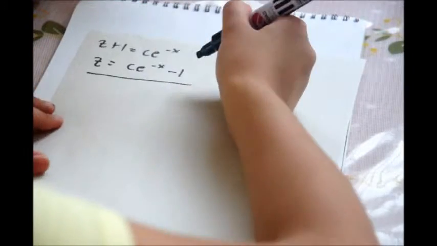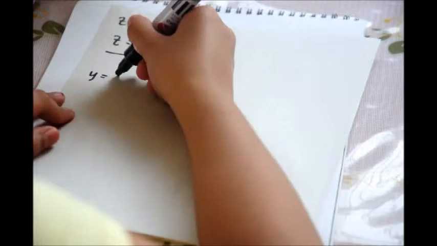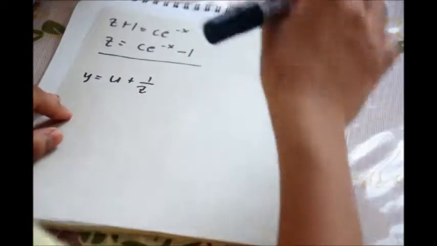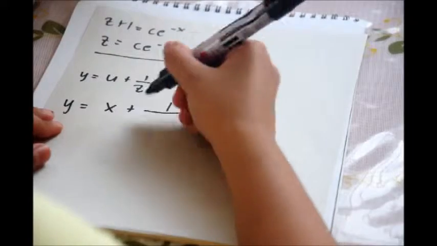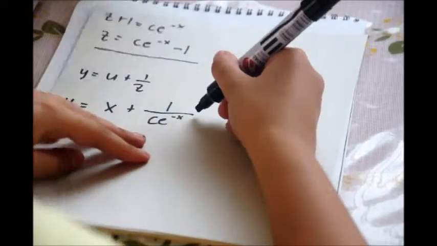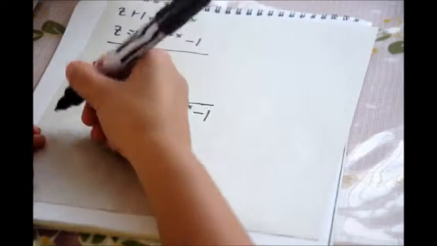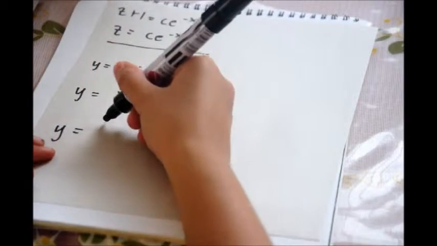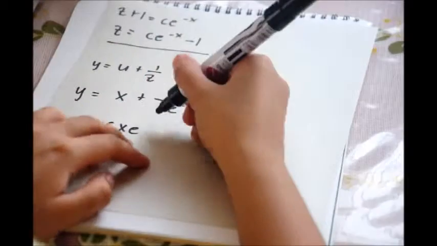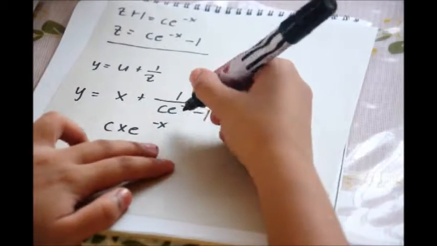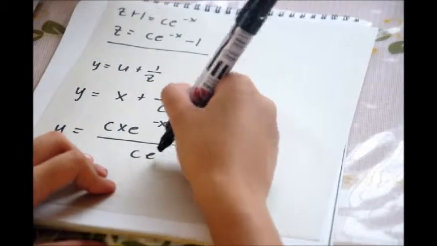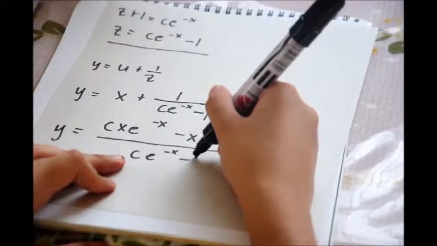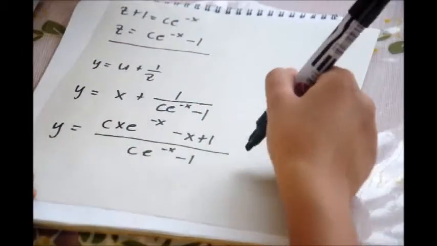So we have now this. Therefore, y is equal to u plus 1 over z. So let's substitute u is equal to x here, as well as the value of z. So the final equation is y is equal to x plus 1 over c e to the negative x minus 1. If you want to simplify it further, it becomes y is equal to c x e to the negative x minus x plus 1, all over c e to the negative x minus 1. So either of these will be your final answer.